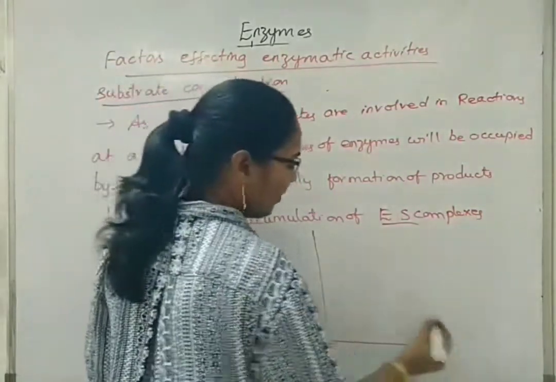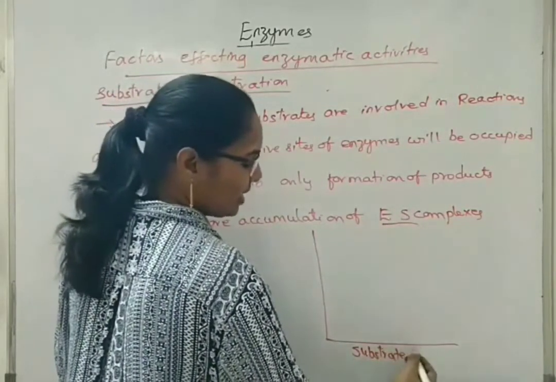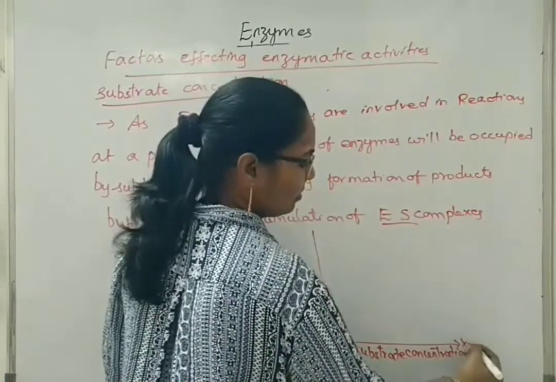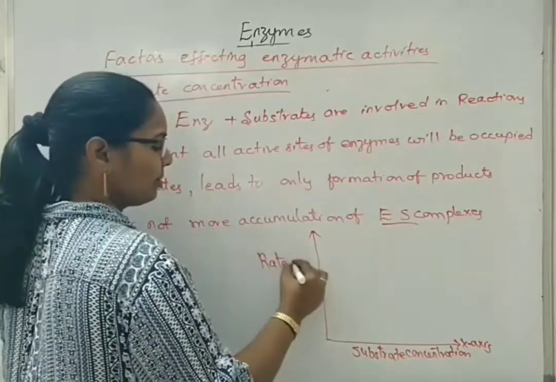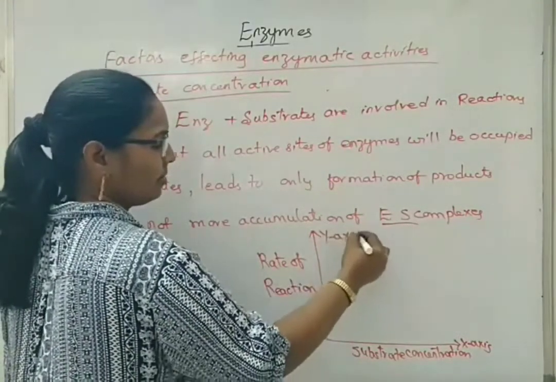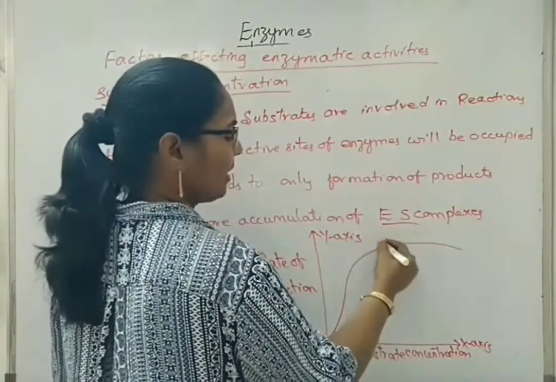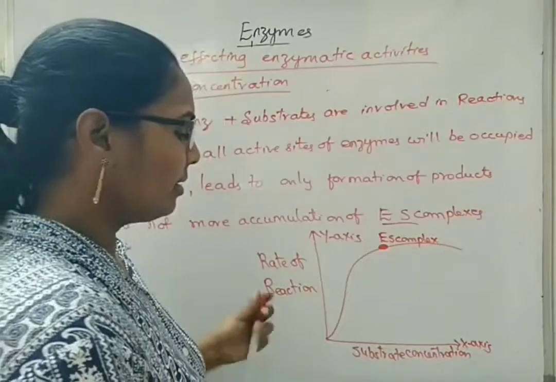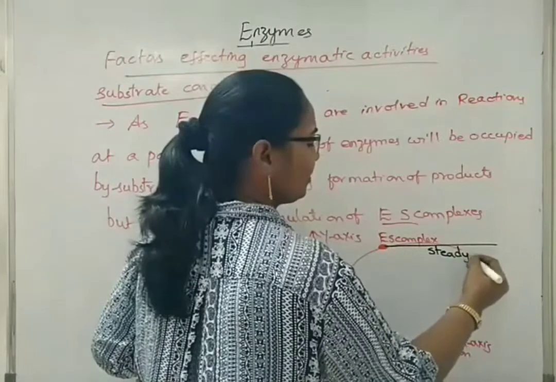If we plot a graph like this, with substrate concentration on the x-axis and rate of reaction on the y-axis, the graph will be represented like this. This point we can consider as the enzyme substrate complex. And here there are different terms to be given. This is called the steady state of the graph.